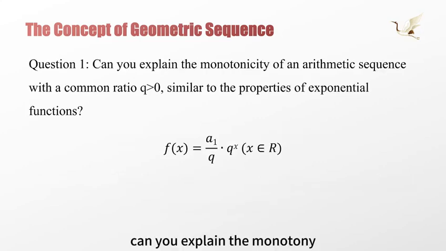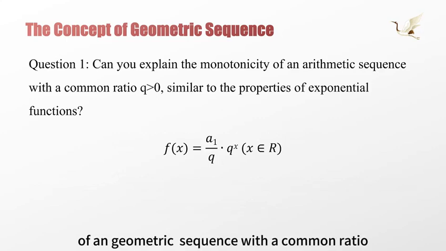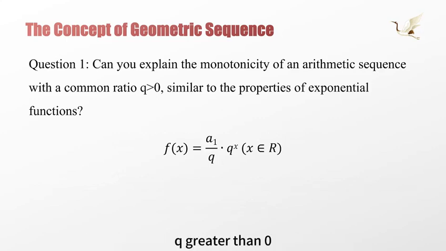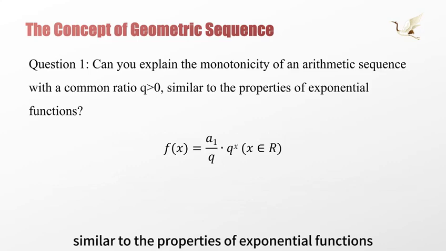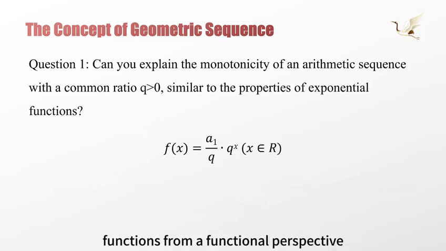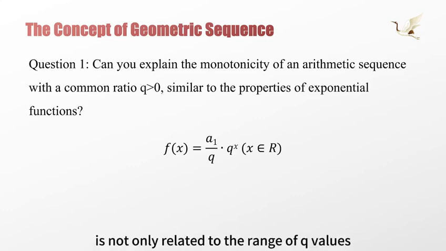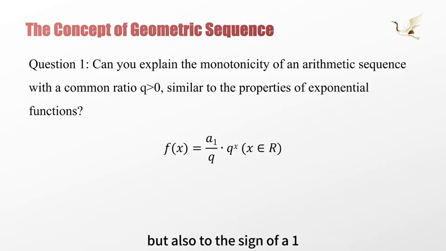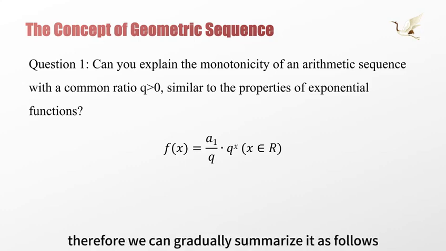Can you explain the monotonicity of a geometric sequence with a common ratio q greater than 0, similar to the properties of exponential functions? We observe the analytical expression of exponential functions from a functional perspective and find that its monotonicity is not only related to the range of q values, but also to the sign of a_1. Therefore, we can gradually summarize it as follows.